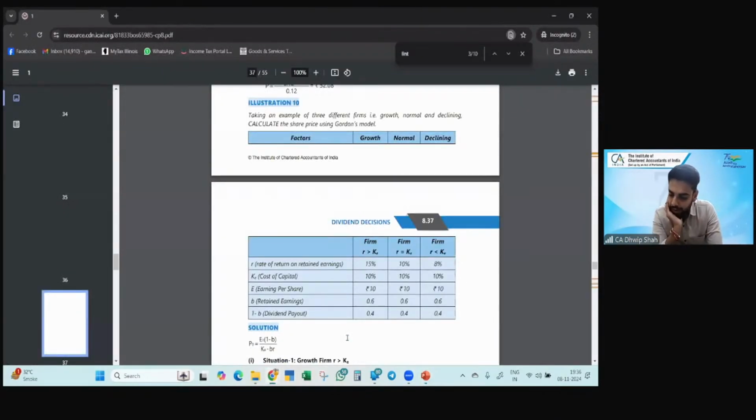Taking an example of three different firms. One firm is under the growth stage, one is at normal stage, and one is at declining stage of life cycle. Calculate the share price using Gordon's model. Whenever they ask share price using Gordon's model, first you have to recollect the formula. Formula is D1 upon KE minus G. I guess all the variables are directly or indirectly given.